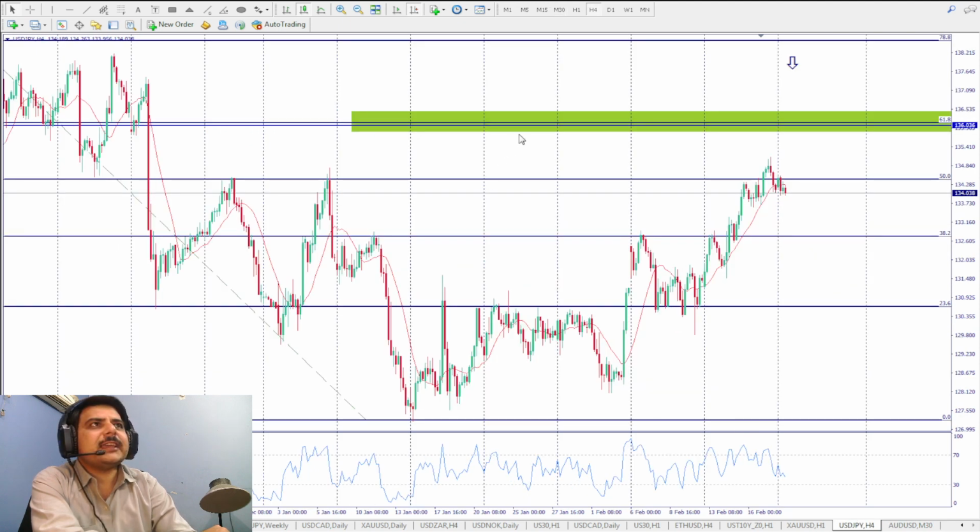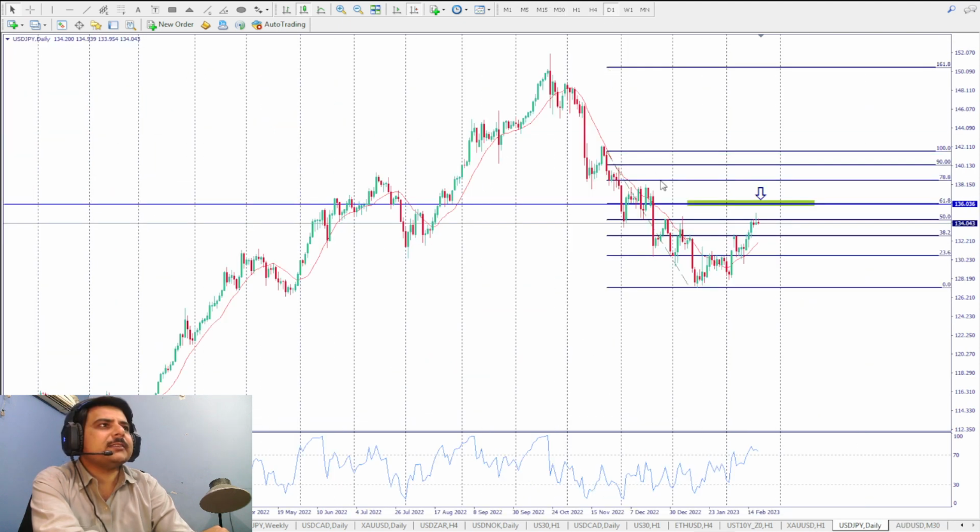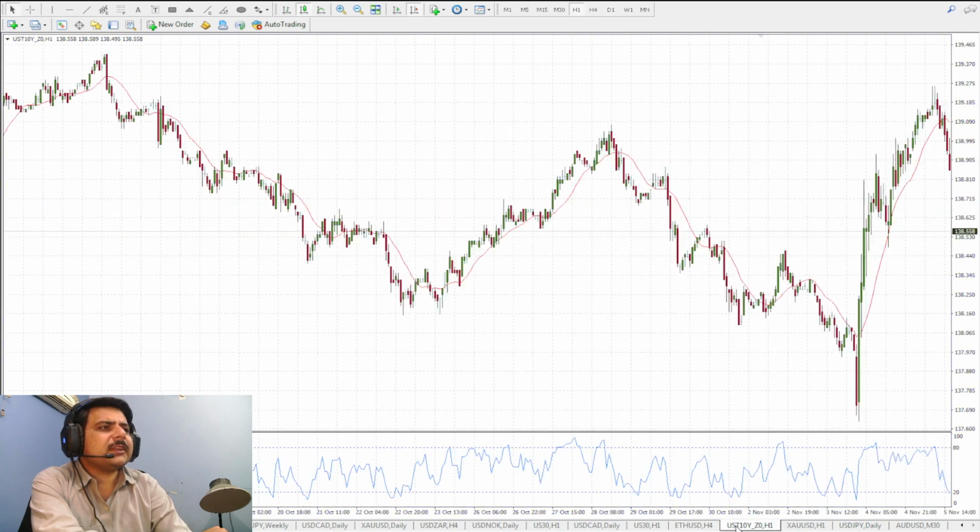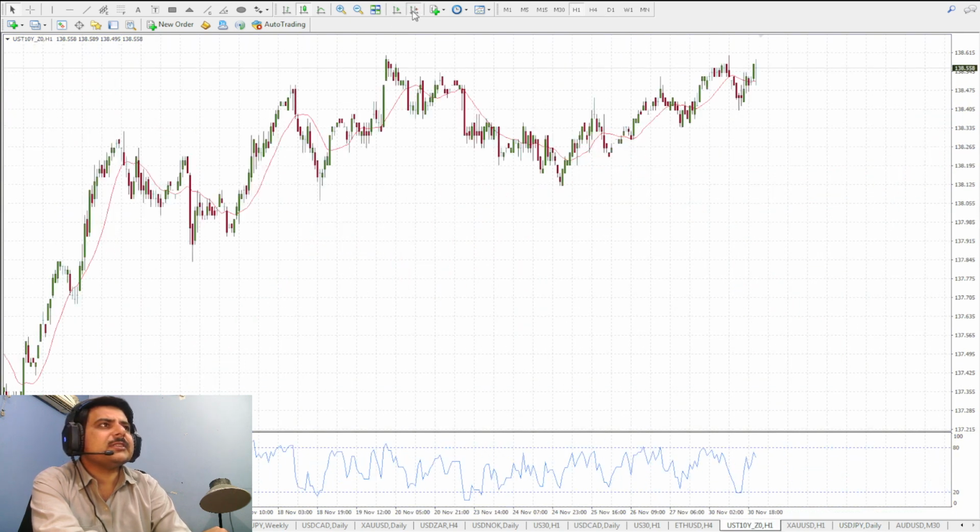Move to the dollar yen and let's have a look at the higher time frame. Very nice sell opportunity right here. Very low volume, so I'm not going to discuss that. Which one is this? USD TOI?